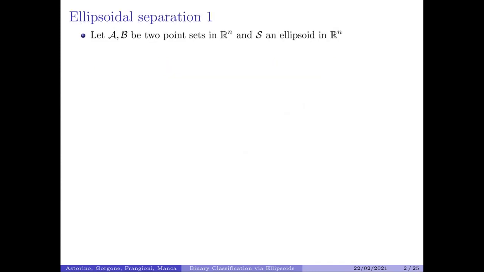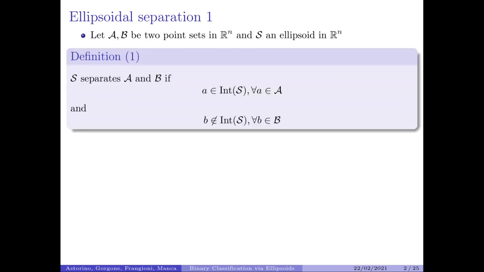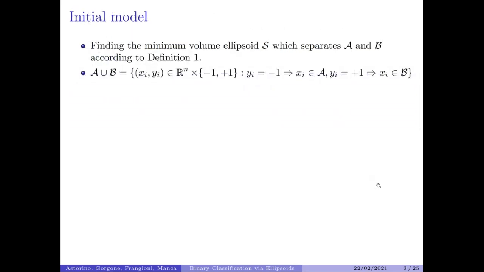So we consider two finite point sets A and B in R^n and an ellipsoid S. And we say that S separates A and B if every point of A is inside the interior of the ellipsoid S, and every point of the set B is left outside of the ellipsoid. So this picture shows the situation we are considering. What we want to do is to find the minimum volume ellipsoid S which separates A and B according to the definition I just gave you.